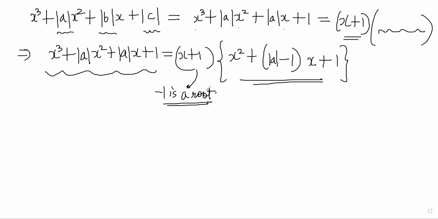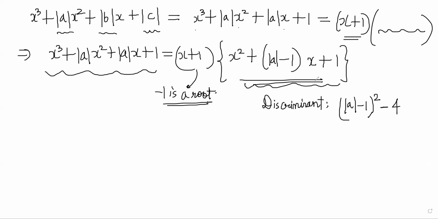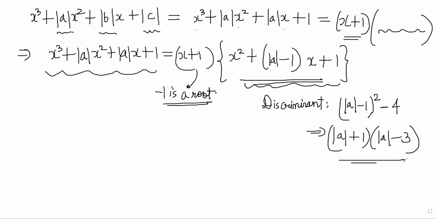And now we have to look at the roots of the quadratic equation here to find the other roots. So let's look at the discriminant of this quadratic. Discriminant here would be (mod A minus 1) whole square minus 4. So this can be factorized as (mod A plus 1) times (mod A minus 3). This is the discriminant. Now we know that mod A is less than or equal to 3.